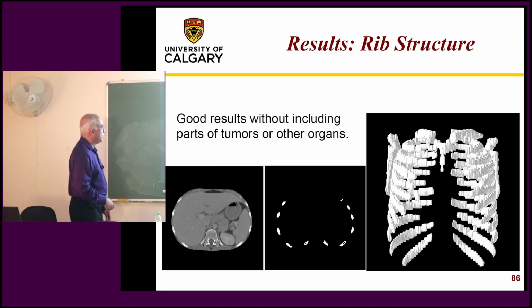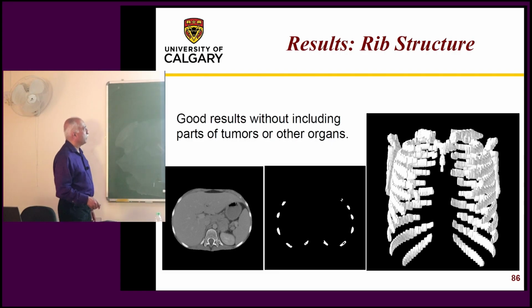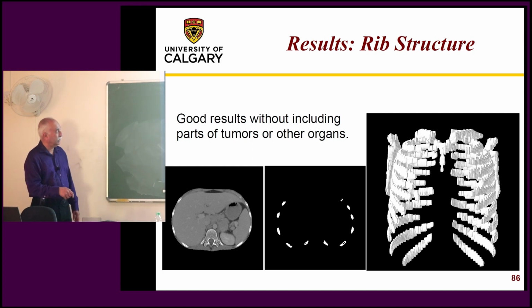The rib structure was fairly easy to obtain. So here is the liver and some of the abdominal organs, the kidney and so on, the aorta, the spinal column, or the vertebral body. The column is made up of all of those. The ribs here in section. So these are the bony parts segmented. And then put that in 3D, we get that.